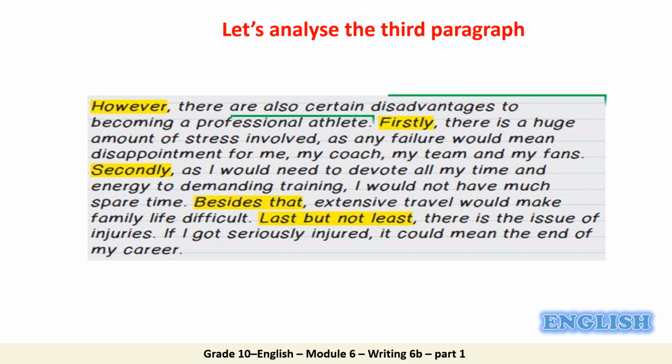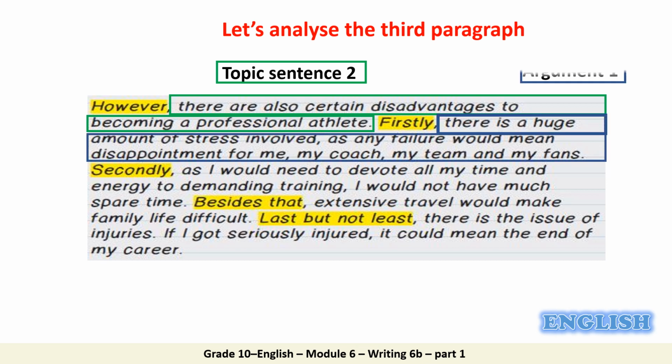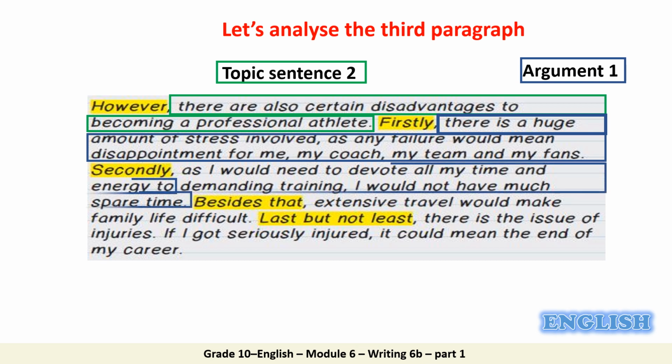So first of all, as usual, we have the topic sentence, which is in the beginning of each body paragraph. Very good. Now we have to list the arguments from 1 to 4 if you have 4, or from 1 to 3 if you have 3. So here we have the first argument, all right? Then we have the second argument.